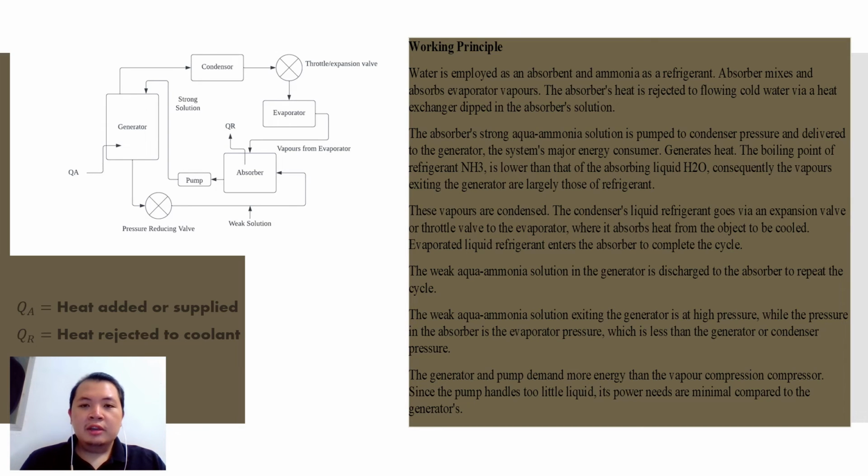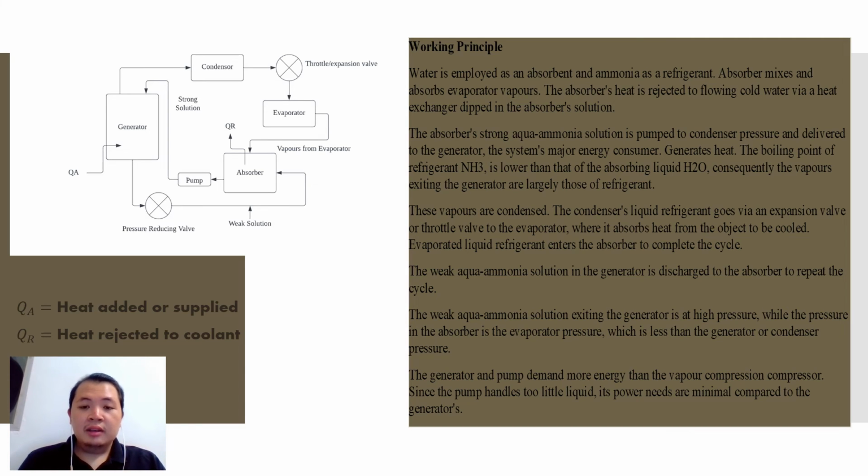The condensed liquid refrigerant goes via an expansion valve or throttle valve to the evaporator, where it absorbs heat from the object to be cooled. Evaporator liquid refrigerant enters the absorber to complete the cycle. The weak aqua ammonia solution in the generator is discharged to the absorber to repeat the cycle.